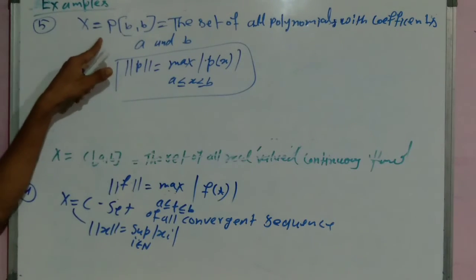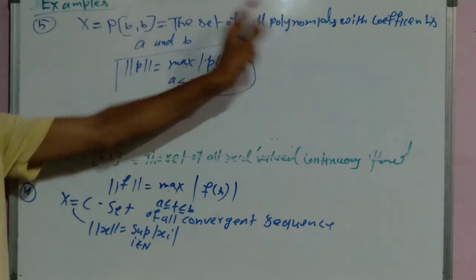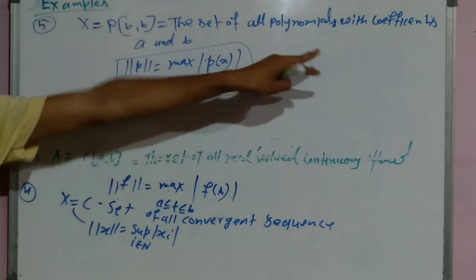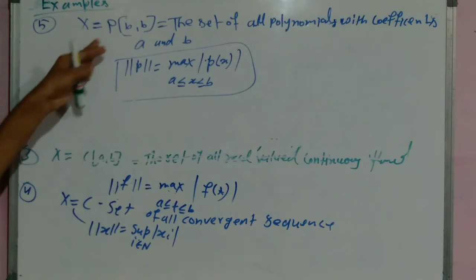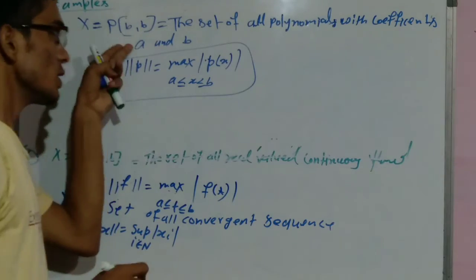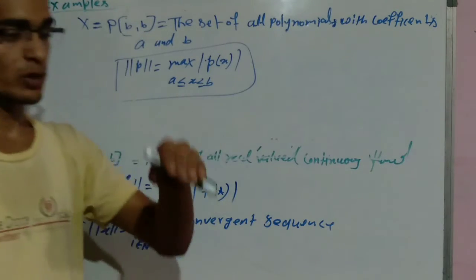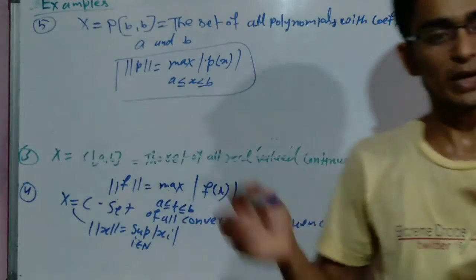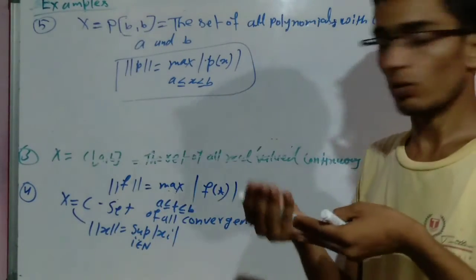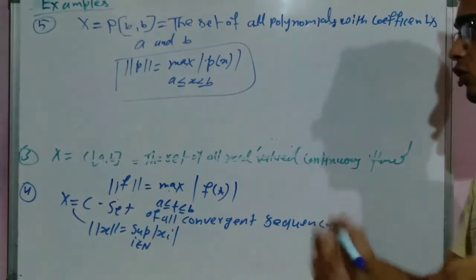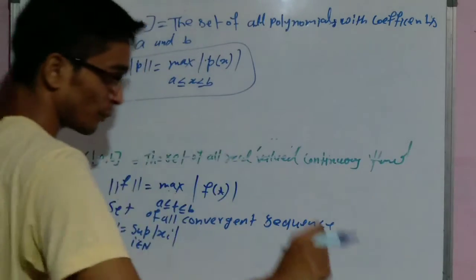This is the norm of P[a,b], the set of all polynomials with coefficients a and b. So hence P[a,b] is a normed linear space, because we can define a norm. So P[a,b] is a normed linear space. And next example.